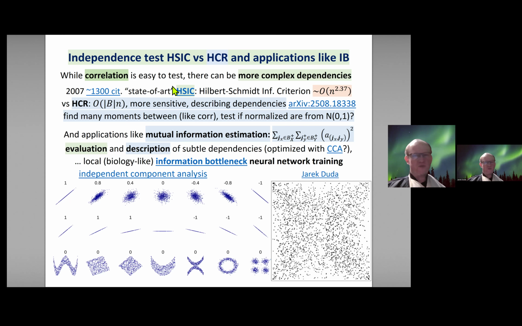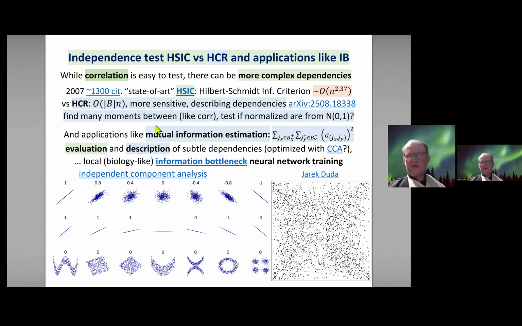In simple benchmarks, it shows it's more sensitive to dependencies and can find more subtle dependencies. Moreover, it can describe dependencies: not only show what the strength is, but also show where they are, by moments, by reconstruction of the joint distribution from them. So it is literally finding many moments, like correlation, one in the basis, and for the independence test, we check if the normalized ones are from the standard Gaussian distribution.